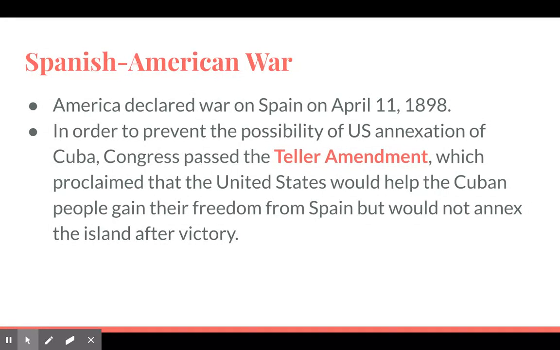So what Congress did to make sure that it was crystal clear that that was not a motivation, they passed an amendment, the Teller Amendment, which basically says that the United States would help the Cuban people gain their freedom from Spain, but are not going to annex them after victory. So they're making it really clear to the American people, to the government, to the world, that we are entering this war, we are against Spain, we are helping Cuba, but we're not doing it just to take over Cuba.